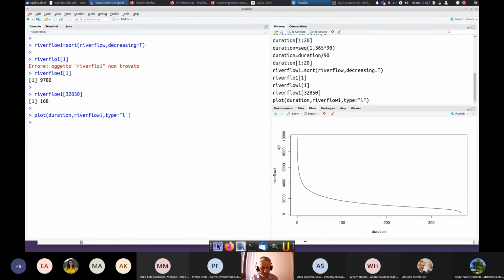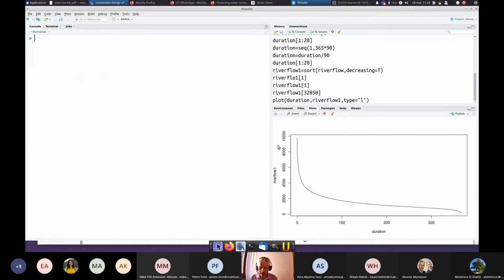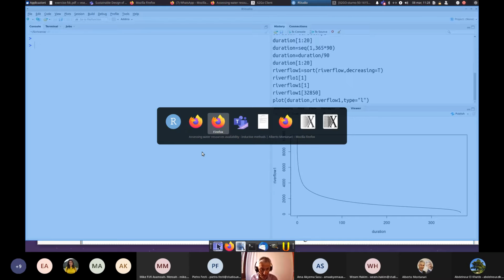Clear. Okay, thank you. Now let's move forward and let me clear the screen. Second method. Before, let me have a look at the, let's call it theory, before the instructions.